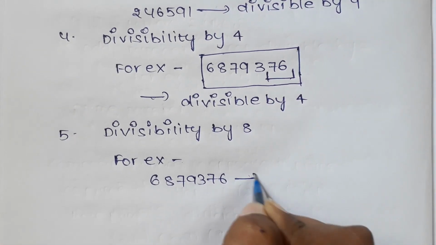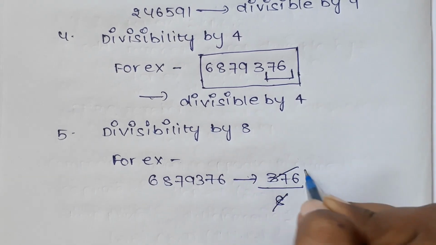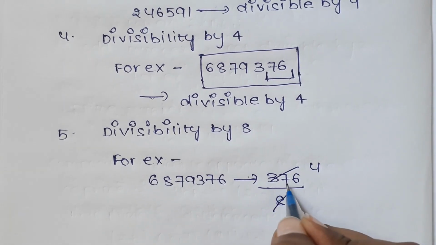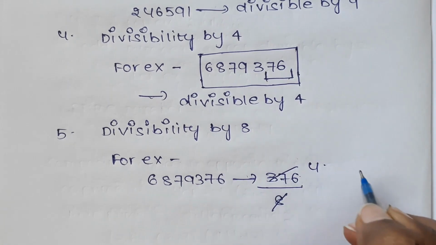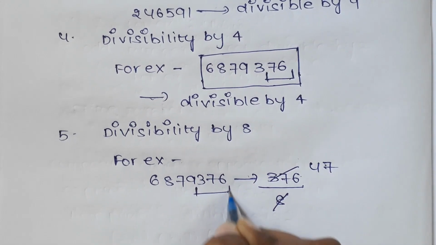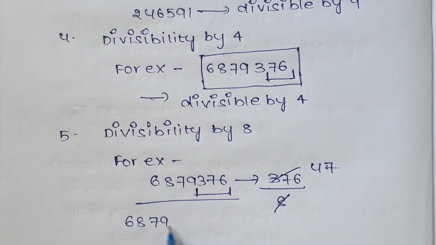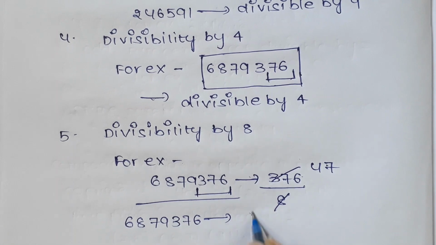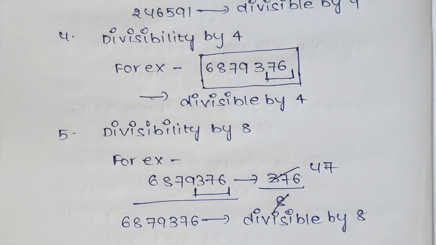For example, let us take 6879376. Let us check whether 376 is divisible by 8 or not. 376 by 8. Here 8 4s are 32 and 5 is the remainder. Then 56 we have, and 8 7s are 56. Here the last 3 digits are divisible by 8. So the given number will also be divisible by 8. And this is the divisibility rule of 8.